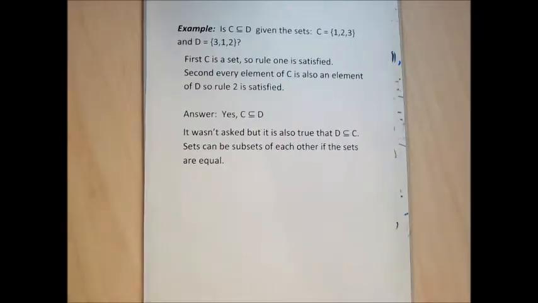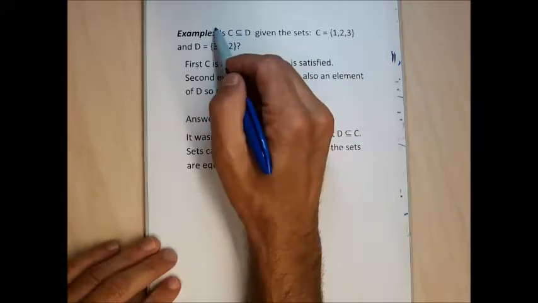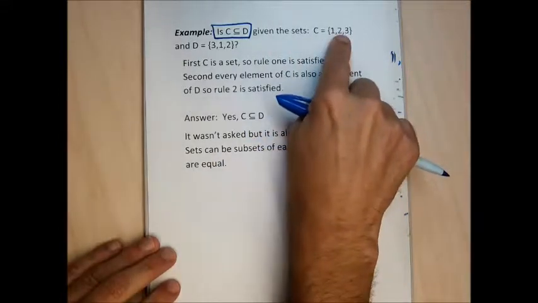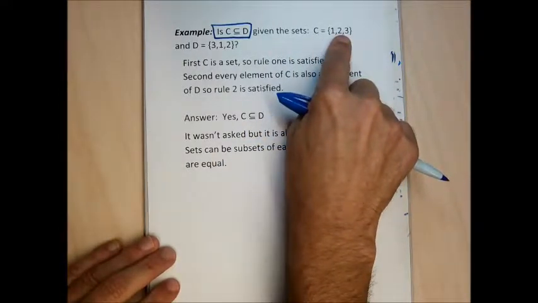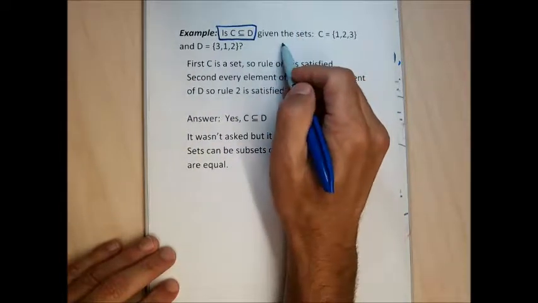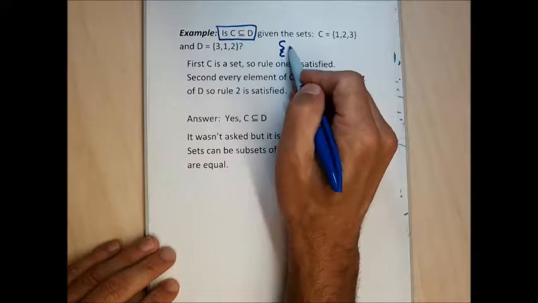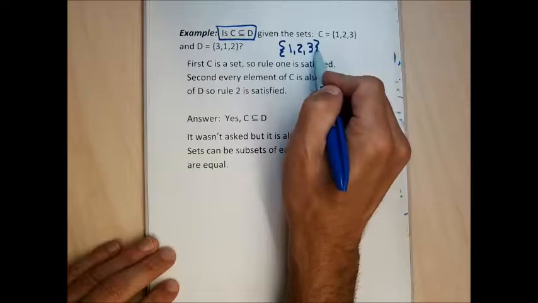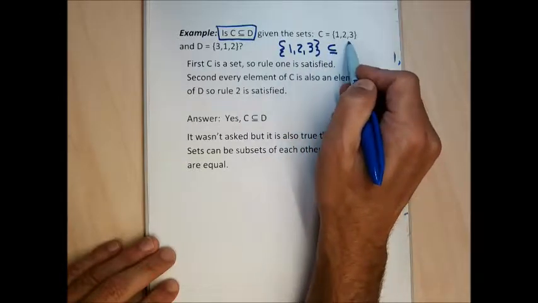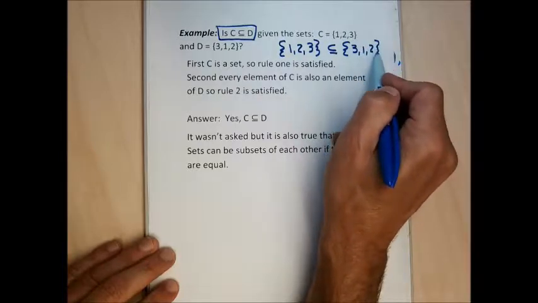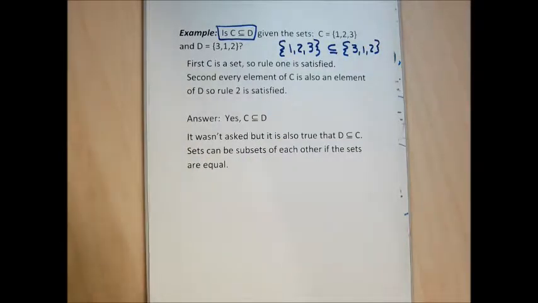Let's do another one where I give you and ask you the question, is C a subset of D? And what I'm asking here is this C, the set containing 1, 2, 3, a subset of the set containing 3, 1, 2? If I want to write this without the letters C and D, I'm asking, is the set C, which is equivalent to the set containing the numbers 1, 2, and 3, a subset of the set containing 3, 1, and 2, which is the representation of D without the letter D? So let me see if the two rules are satisfied. If the two rules are satisfied, the answer is yes.